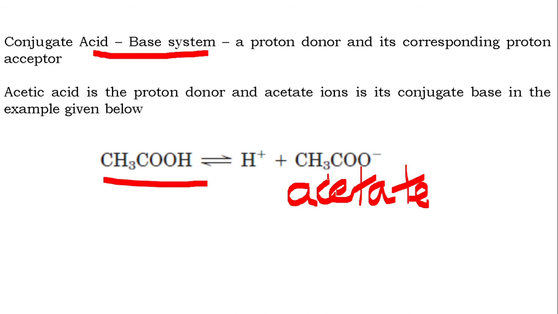What's a base? A base is an acceptor of protons. You look at the reverse reaction. This acetate ion accepts protons and becomes acetic acid. So we say acetate is the conjugate base of acetic acid. So a conjugate acid base system consists of a proton donor, in this case acetic acid, and its corresponding proton acceptor. This proton acceptor is acetate. Okay.